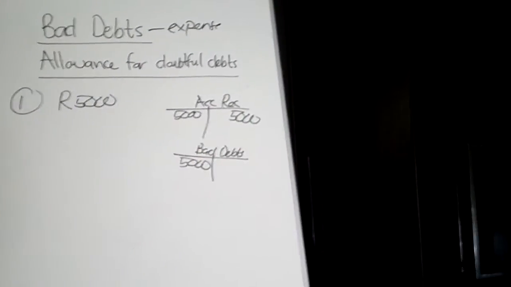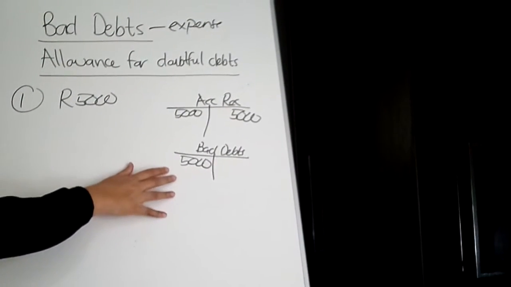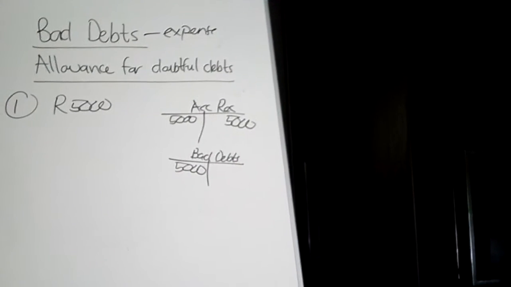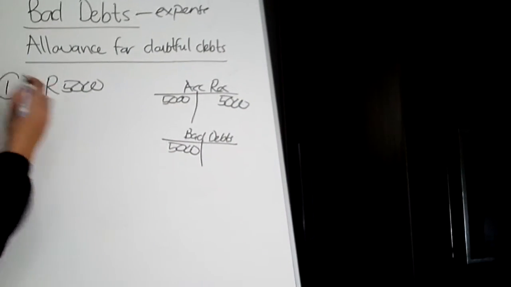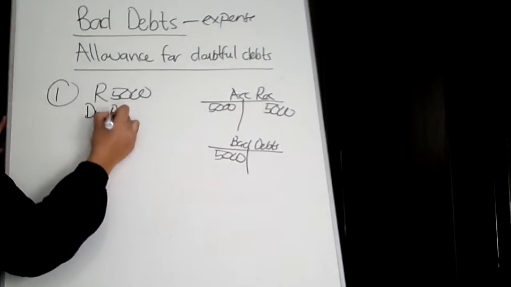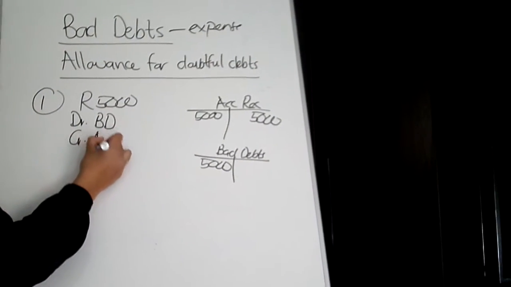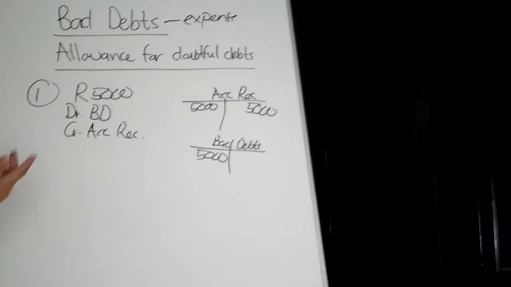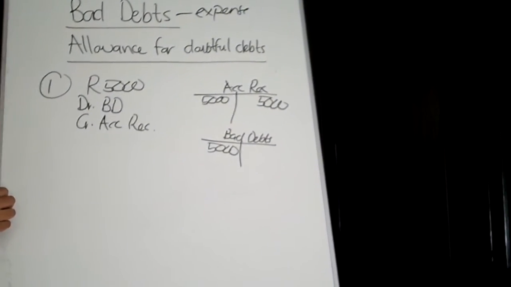So this ledger account will illustrate to you what bad debts is. It's an expense and you write it off where the debtor is unable to pay you. So what did you do there? You debited bad debts and you credited accounts receivable. That is your journal entry when your debtor goes insolvent and is unable to pay you.